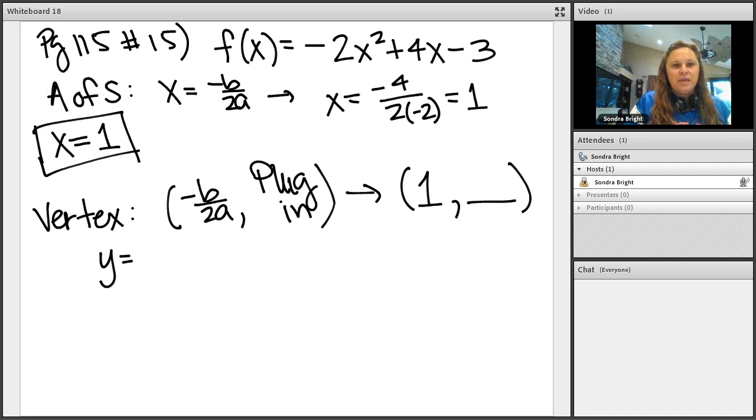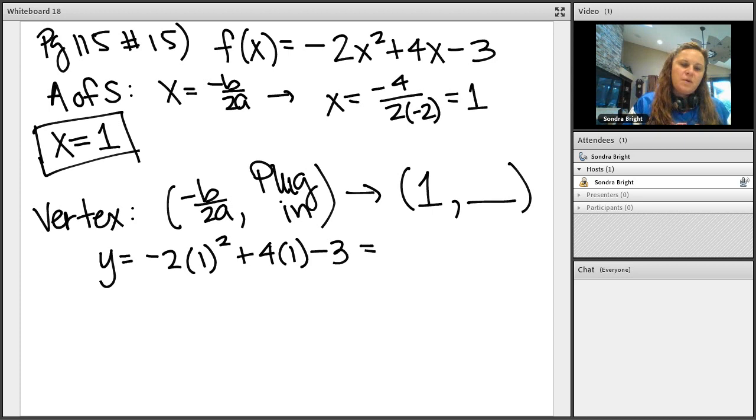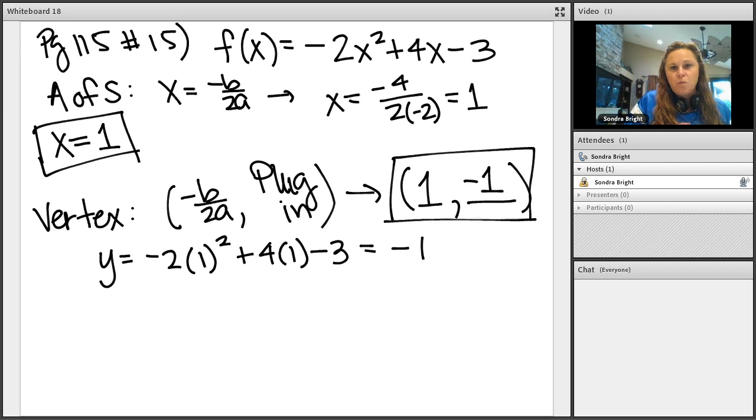So your y will equal negative 2 times 1 quantity squared plus 4 times 1 minus 3, which will give you what? Negative 2 plus 4, so a negative 1. And so your vertex is a point, and it's 1, negative 1 for your vertex.